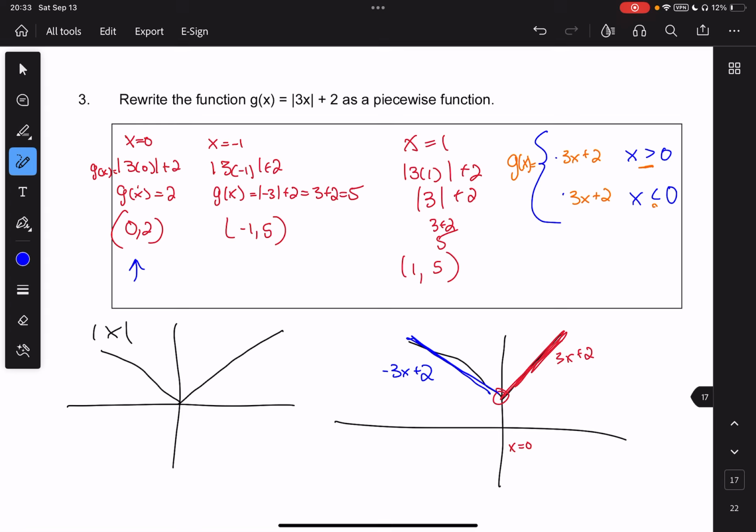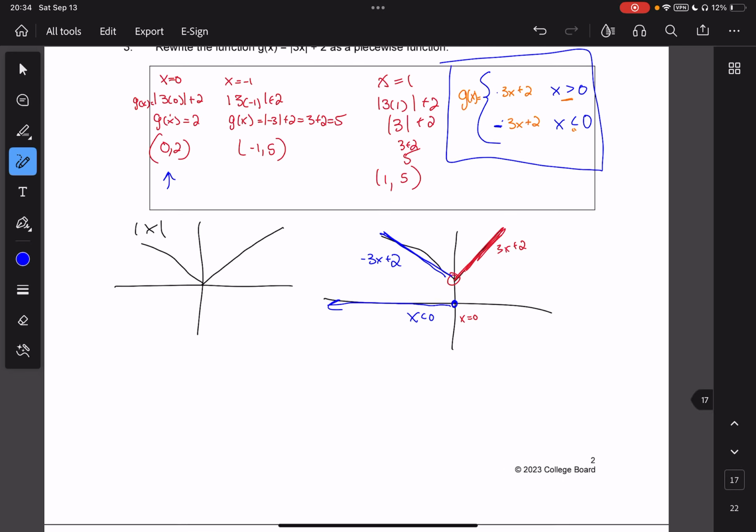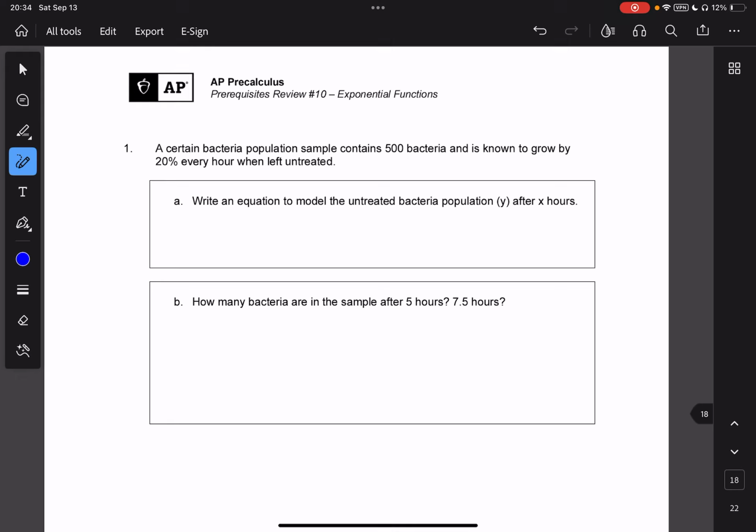So one of these equations has to be negative 3x plus 2. And we know which one it is because the values of x have to be less than 0. X has to be less than 0 because we're going to the left of the x-axis. So when is x less than 0? Over here. So it's negative. So our piecewise function is this over here. And that's it. That's the piecewise function. So we finished piecewise function review number 9. So let's go on to number 10.